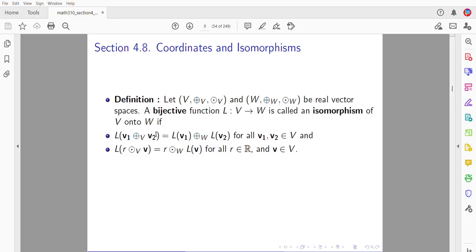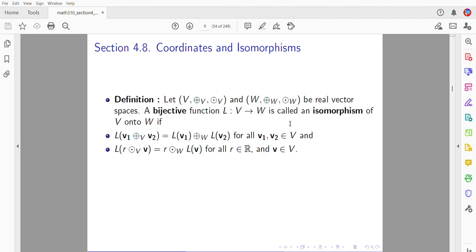Notice this is very important. v1, v2 are vectors in V, so their vector addition is being used. On the other hand, L(v1), L(v2) are vectors in W. You see, L takes vectors from V to W. So these two vectors are now being added using ⊕_W. L(v1 ⊕_V v2) is equal to L(v1) ⊕_W L(v2). This happens for every pair v1, v2 from V.